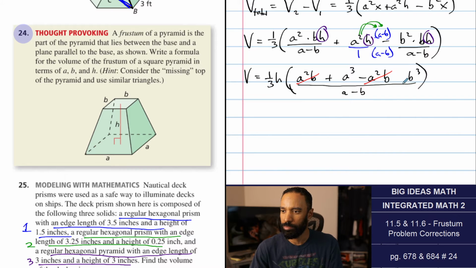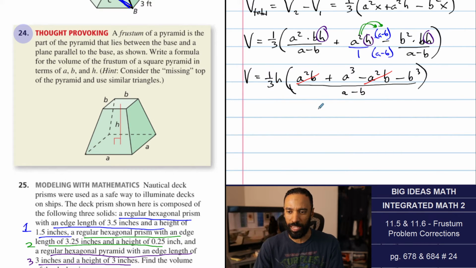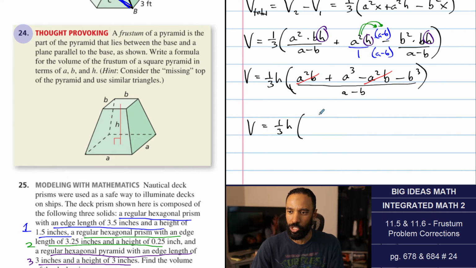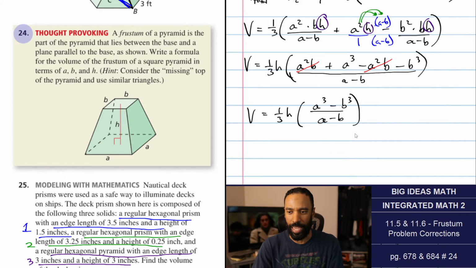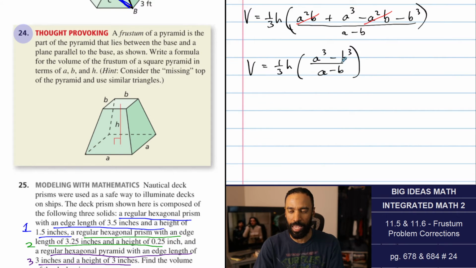So this should be a minus. Otherwise, a minus b can't cancel on bottom later. So now v is 1/3 times h, and I have a cubed minus b cubed on top, and I have a minus b on bottom. Now, nothing can cancel out right yet.